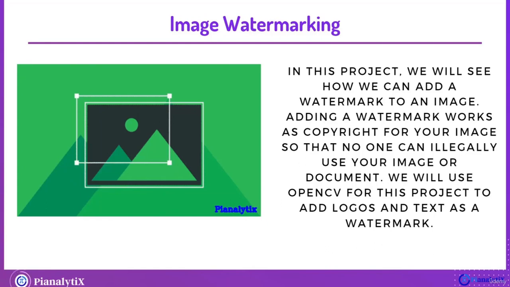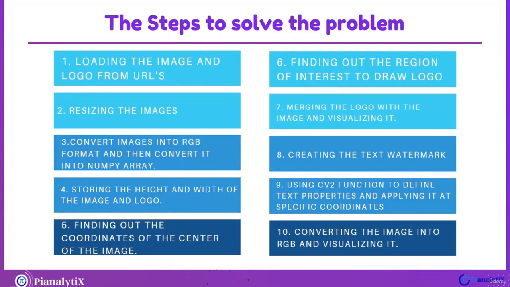The steps to solve this project are: first we will load the image and the logo from URL. Then we will resize those images. We'll convert those images into RGB format and then convert them to a NumPy array. Then we will store the height and width of both the image and the logo. Finally, we find the coordinates of the center of the image. Next, we will find the region of interest. The region of interest is defined as the area where we need to put our logo. So we'll find that out.